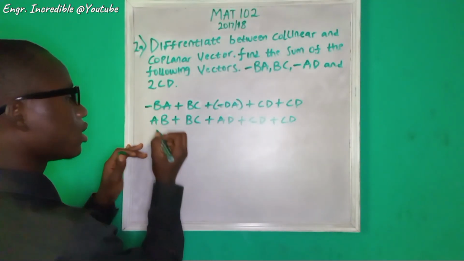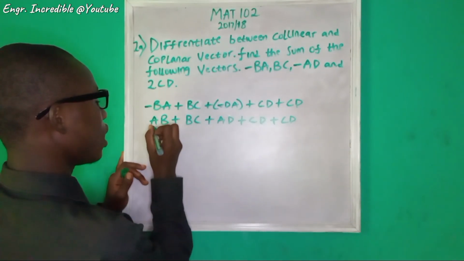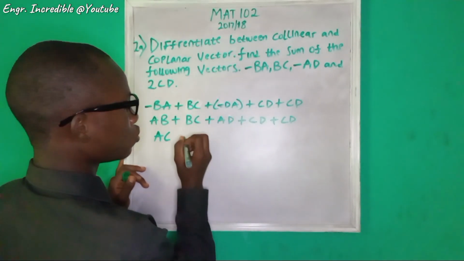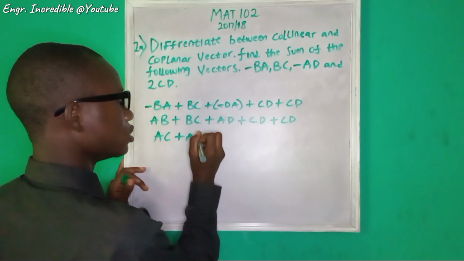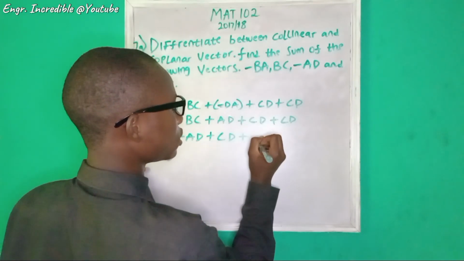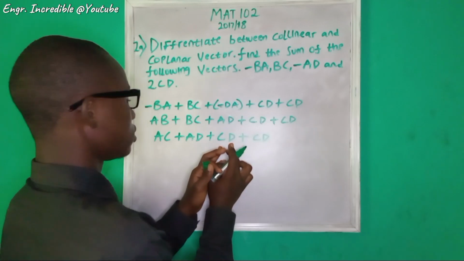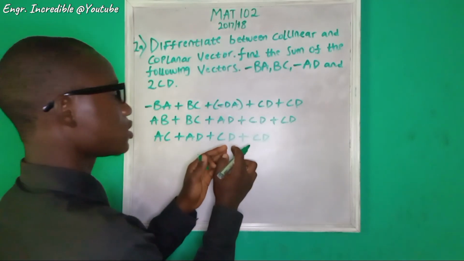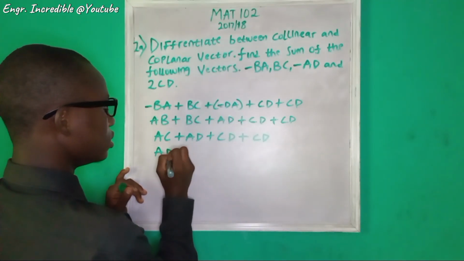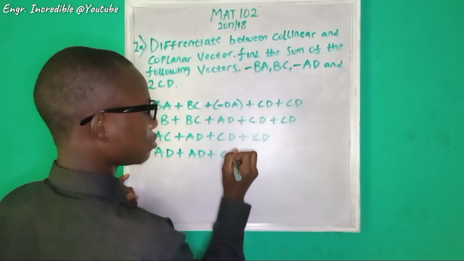Now if we add it together using the triangle law, AB plus BC is equal to AC. So we have AC, then plus the remaining terms and another CD. If I add up again, AC plus CD is equal to AD. We have AD plus the other term plus CD.